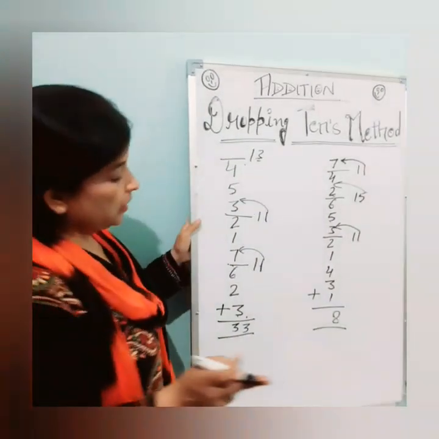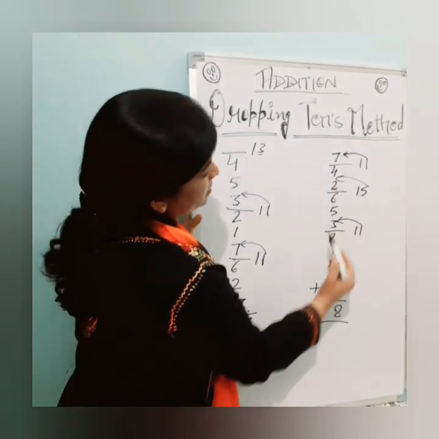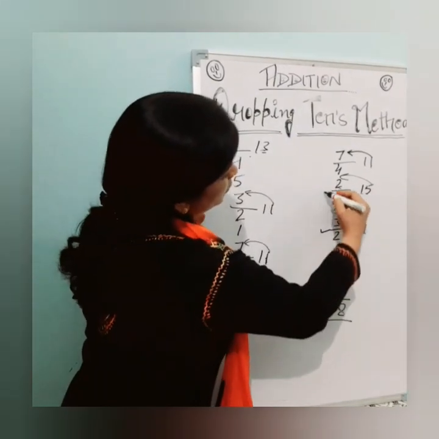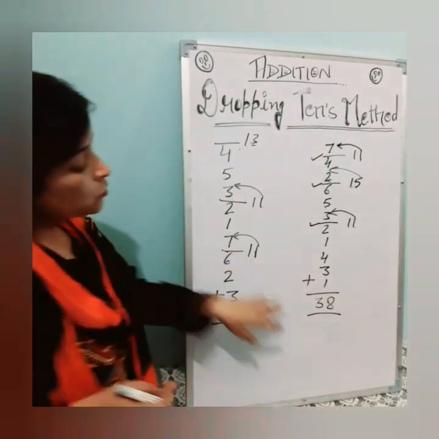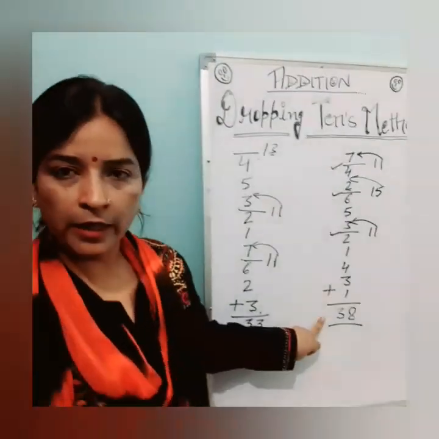After that we count the tens. How many tens here? 1, 2, 3. So we will write here 3. So our sum is 38.